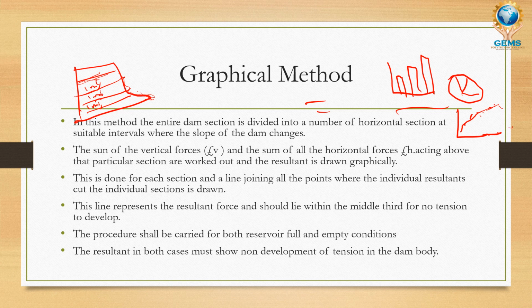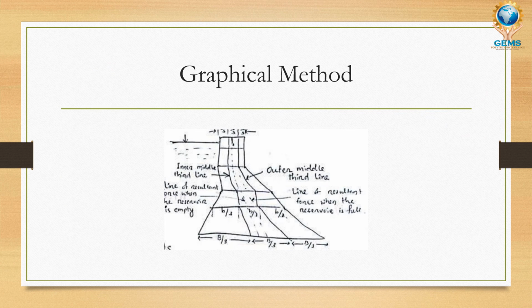If suppose the line you are drawing in the graph tends to fall like this, your curve is going to fall like this, then your dam is going to fail, or it is going to develop more tension in its body. Okay, fine. This is the 2D view of that graphical method. You can see, like I have explained in the previous slide.